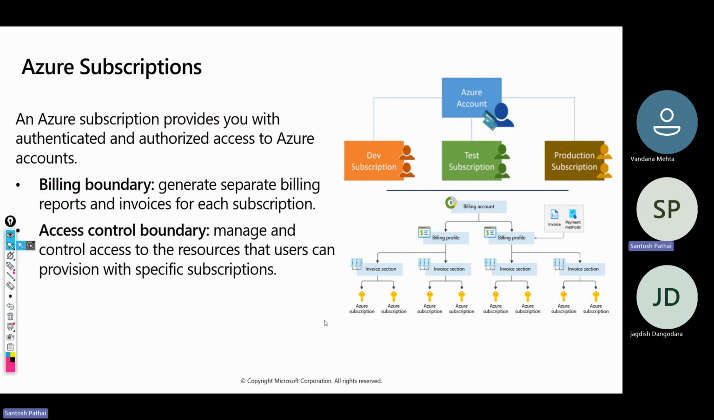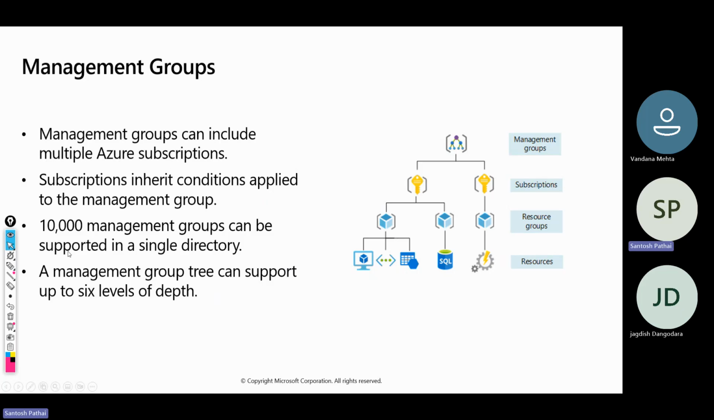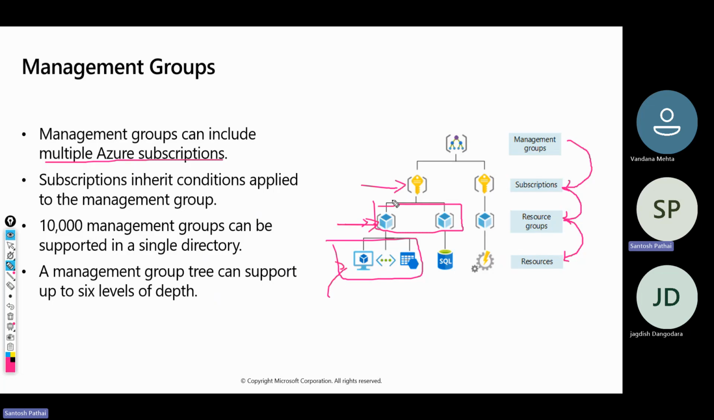Then apart from the subscription, we have a management group. So what is a management group? A management group can include multiple Azure subscriptions. A single management group can have multiple Azure subscriptions, each subscription can have multiple resource groups, and each resource group can have multiple resources. So multiple resources in a single resource group, multiple resource groups in a single subscription, and multiple subscriptions in a single management group. I can have it in this manner.